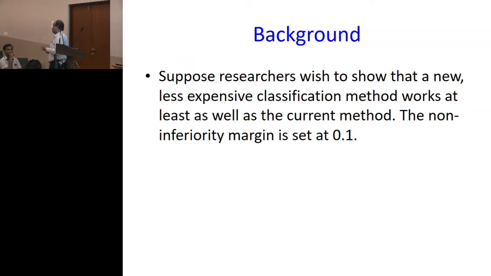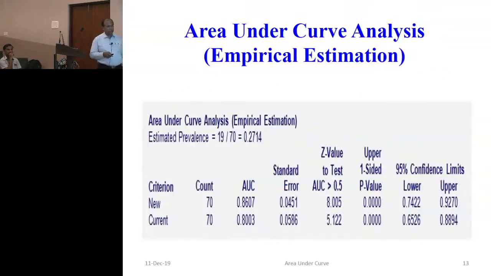So how do you choose your margin? That is up to you. You have to choose the margin. Say, for example, here is the performance of two tests. You see 86% AUC and 80% AUC, the difference is 6%. Can I say yes, this one is non-inferior? Yes or no? Yes. Yes.